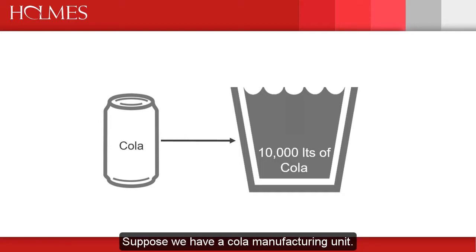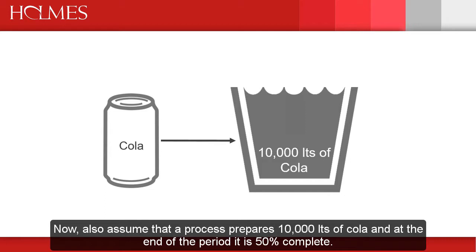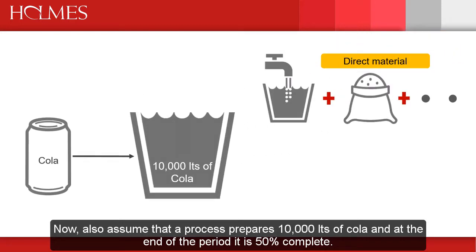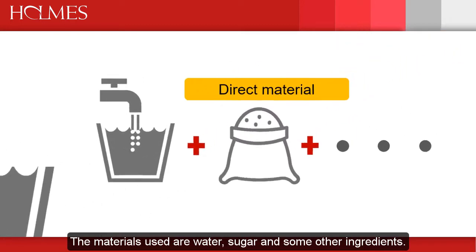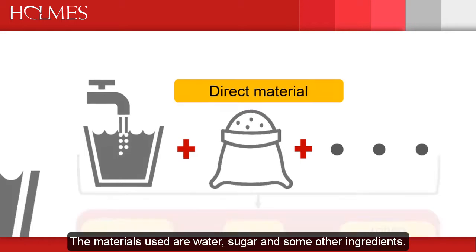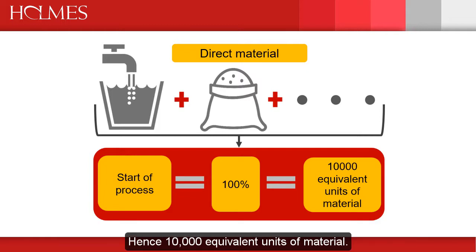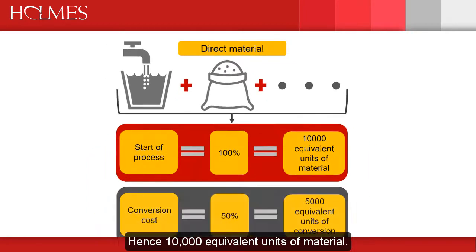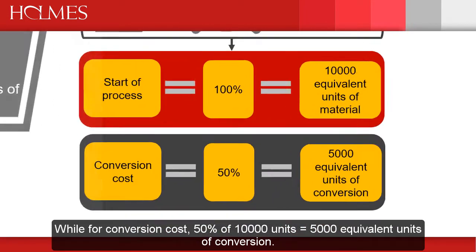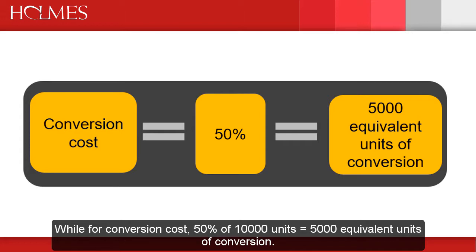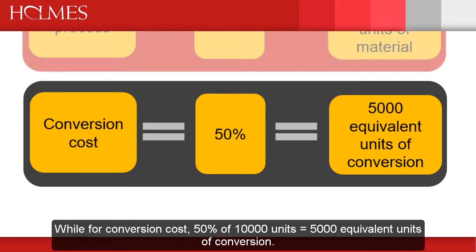Suppose we have a cola manufacturing unit. Now also assume that a process prepares 10,000 litres of cola, and at the end of the period it is 50% complete. The materials used are water, sugar, and some other ingredients. Since the direct material would be added at the start of the process, 100% of 10,000 units has been added. Hence 10,000 equivalent units of material. While for conversion cost, 50% of 10,000 units equals 5,000 equivalent units of conversion.